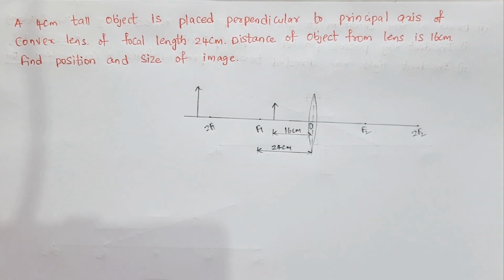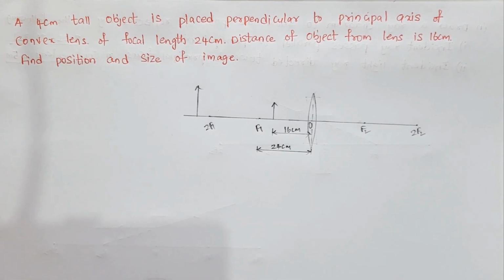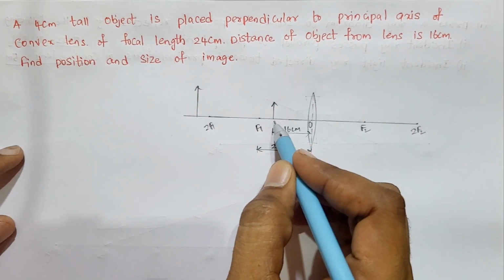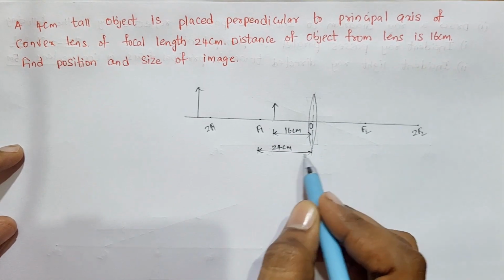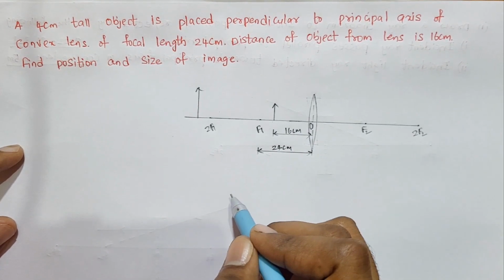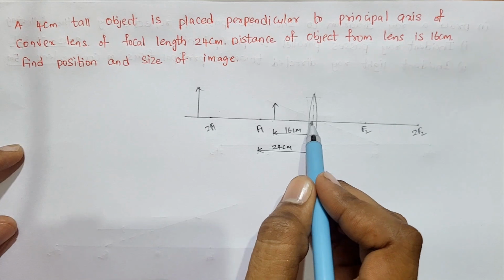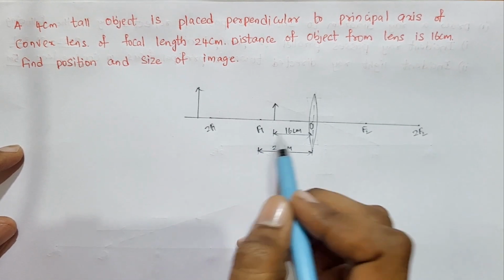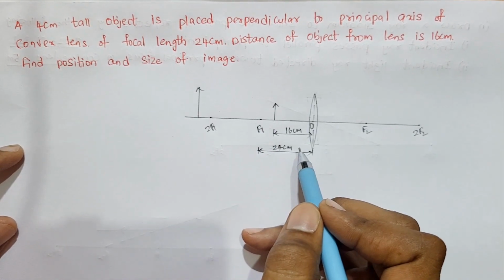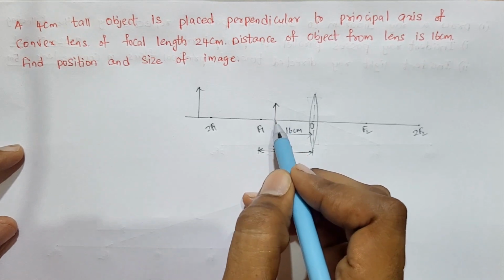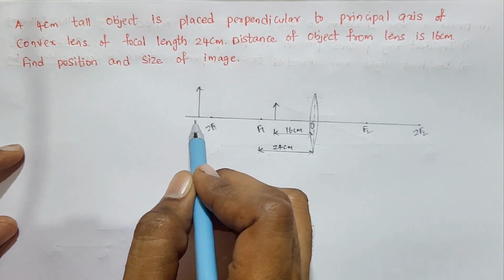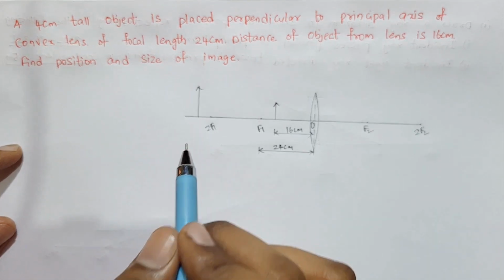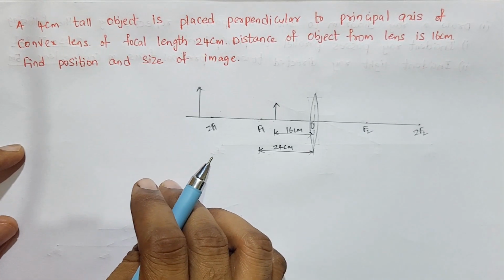So according to the question, the position of the object will be at 16 centimeters from the optical center. Focal length of convex lens is 24 centimeters. Means the object is placed between optical center and focus. So now in case of a convex lens, if the object is placed between optical center and focus, image will be formed on the same side of the lens. Virtual, erect and magnified image will be formed.